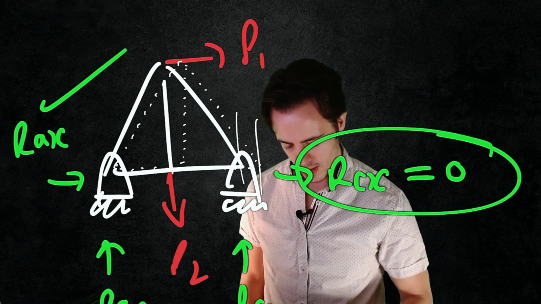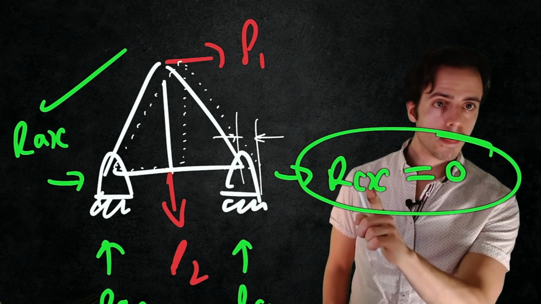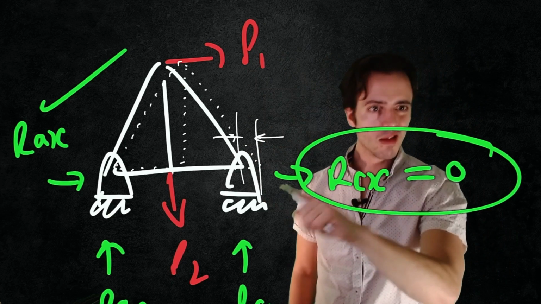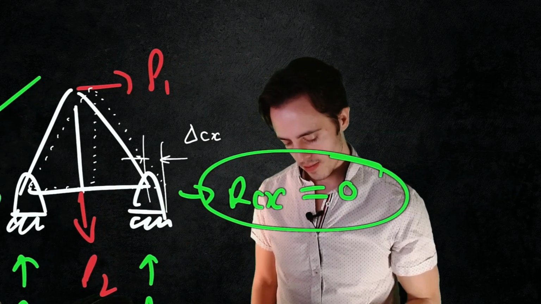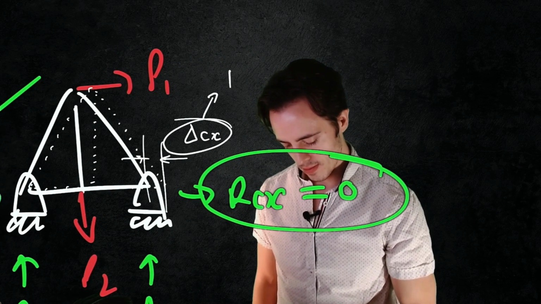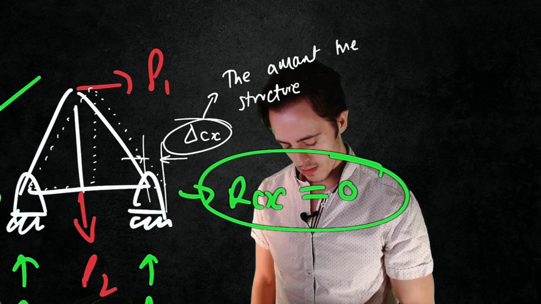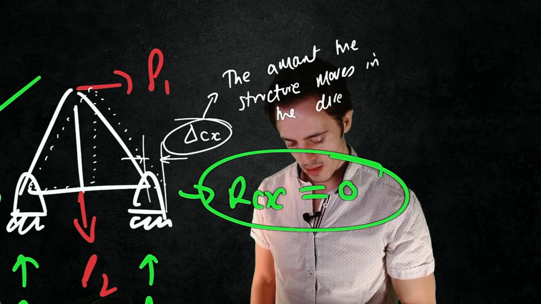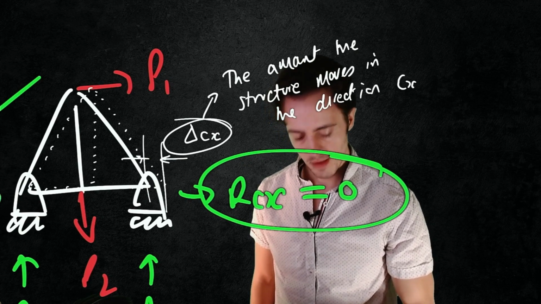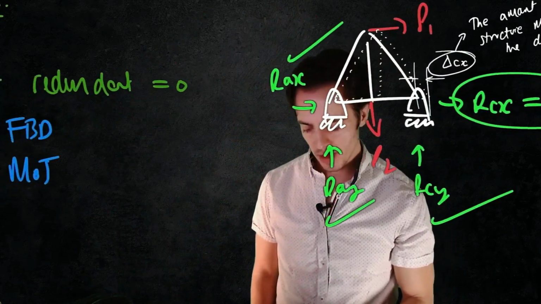And so that node will move some amount to the right. Okay, if we apply this loading, because we're pulling the structure to the right, this structure is going to move to the right. So we call this delta CX, which is the amount the structure moves in the direction positive CX.